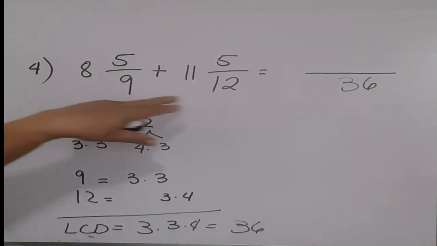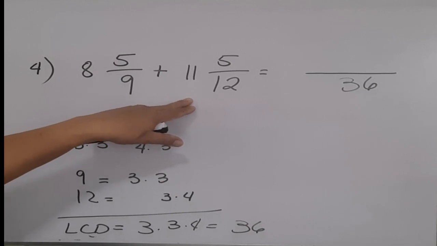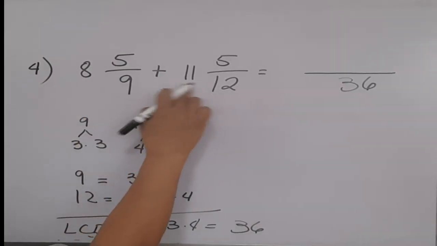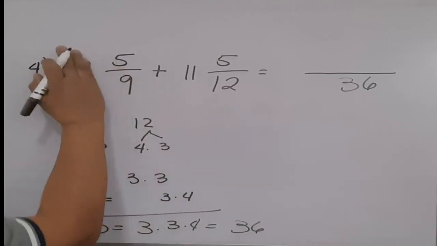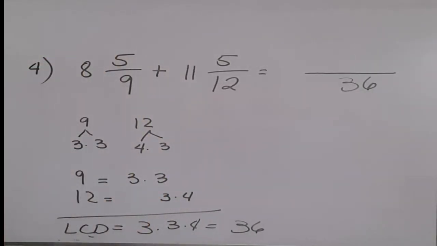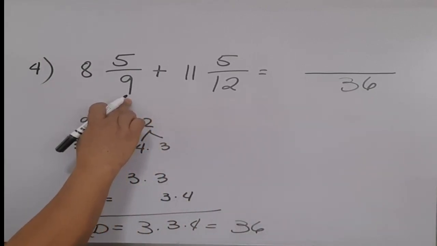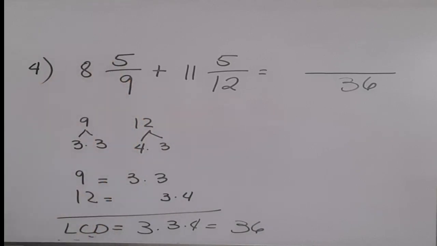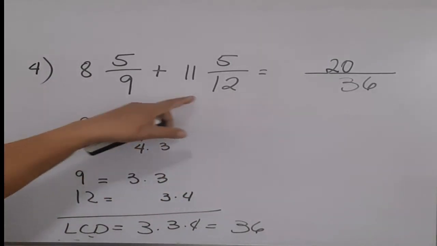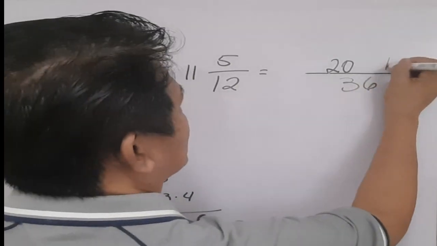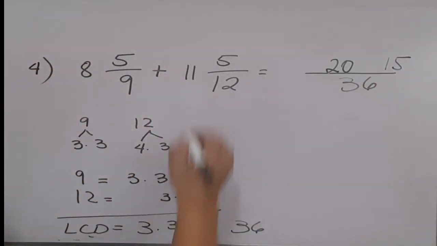Dito sa addition of fraction na ito, mixed fraction, hindi na natin pakikialaman itong 8 and 11. Mamaya na natin, tatakpan muna natin yan. Huwag muna natin pakikialaman. Okay? So, meantime, dito muna tayo mag-concentrate sa fractions. So, 36 divided by 9 is how much? 4. 4 times 5 is 20. And then, 36 divided by 12 is 3. Okay? 3 times 5 is 15. Okay? Plus.